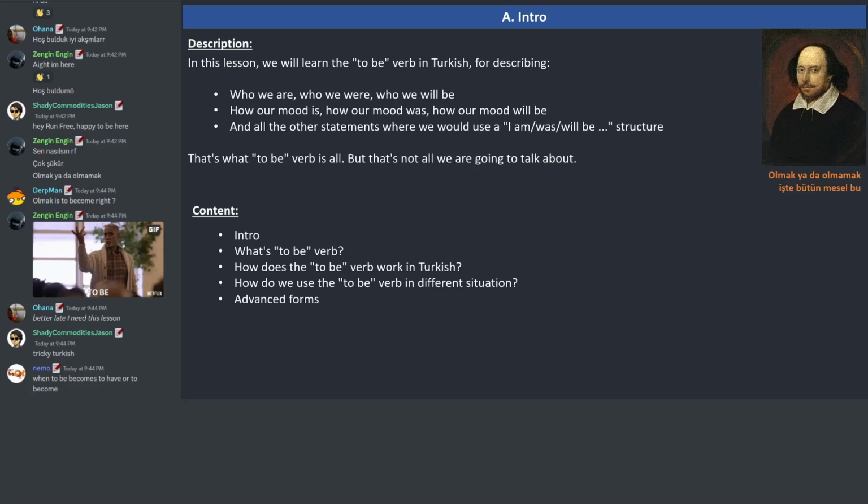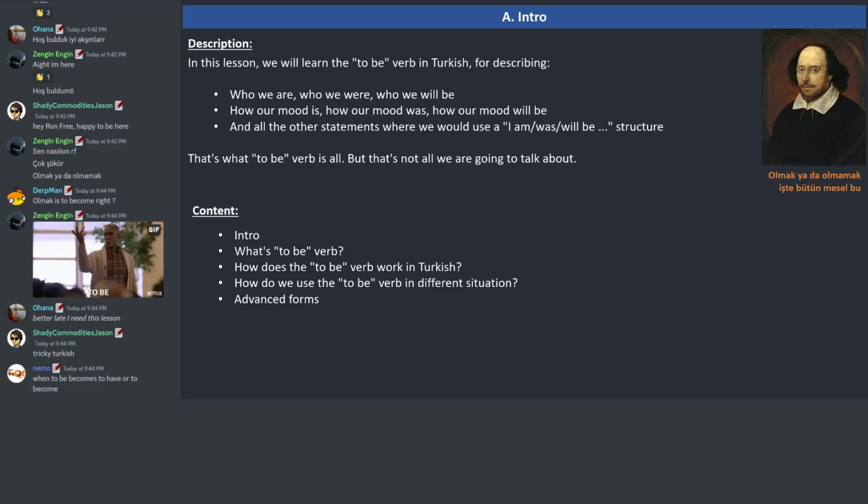Or you can also talk about how your mood is, as in I am happy, I am sad, I am excited, I am scared, and so on. Or you can also talk about that in the past, like I was sad, or in the future I will be sad, and the other statements, all the other forms, I am, I was, I will be. Okay, that's all about it. That's what it is all about, but we will talk about the details, of course.